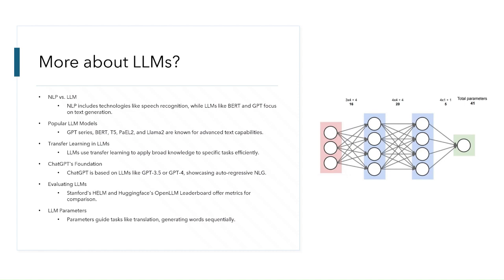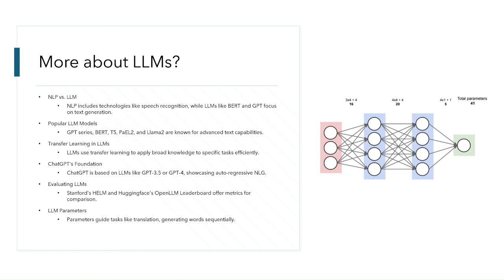Now the next question that we frequently hear is, what are the most popular LLM models? So this we just showed you in the last slide. We have large language models like the OpenAI GPT series, which is GPT-3, GPT-4, Google BERT and its variants like T5, text-to-text transfer transformer, then Llama. And these models stand out for their advanced text understanding and generation capabilities.